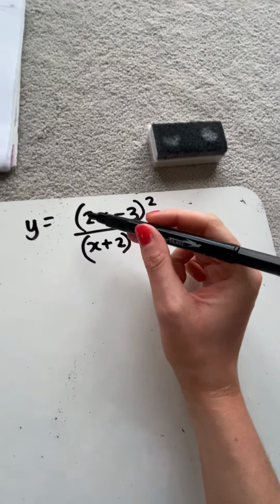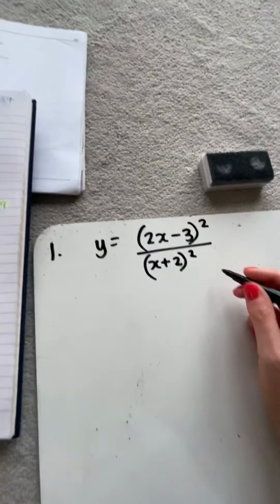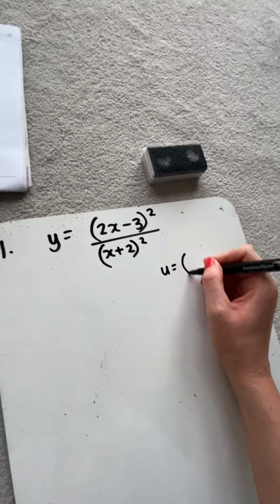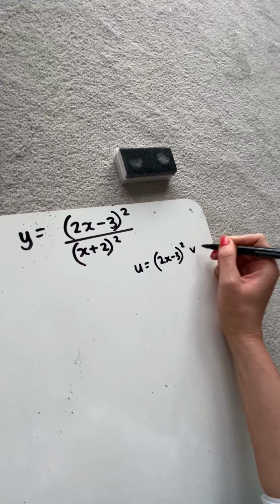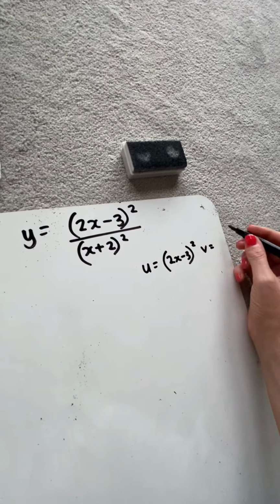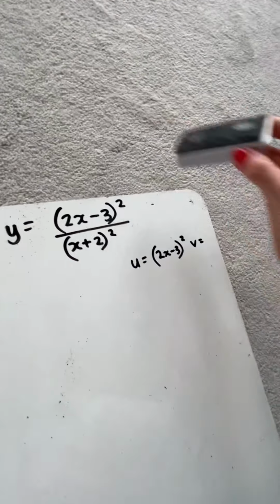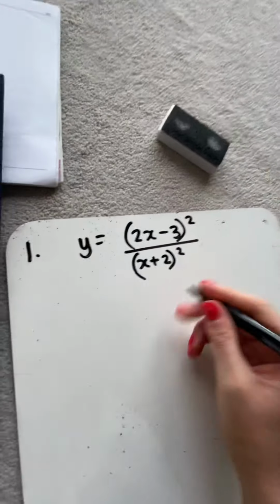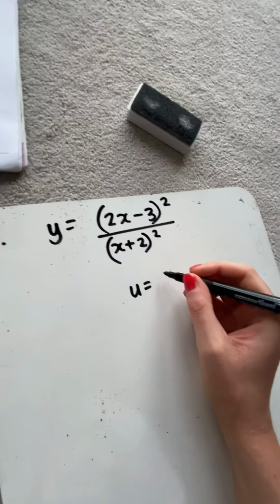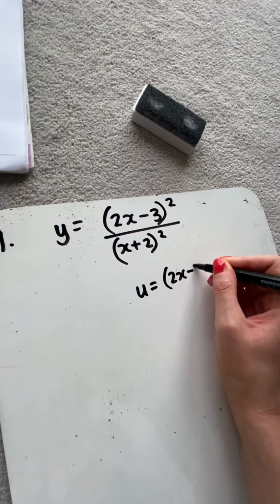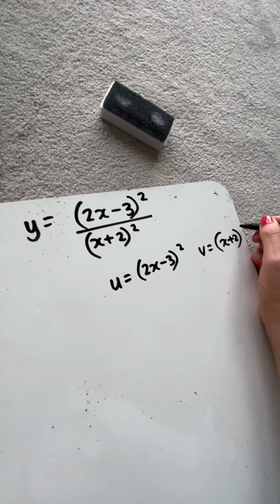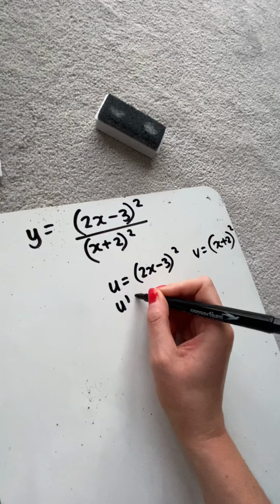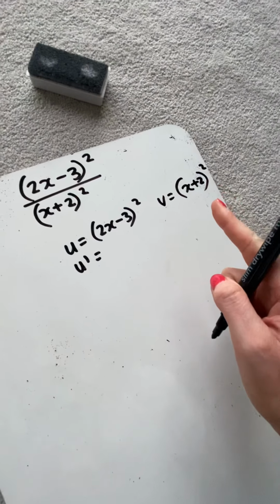So u is just going to be whatever is the numerator, so whatever's on top. It's just going to be 2x take 3 squared, and v is just whatever's on the bottom. Not really giving myself much space here. Hold on a sec. So I'll do u here: 2x take 3 squared. Same rules as before. Let's work out u dash, then work out v dash.